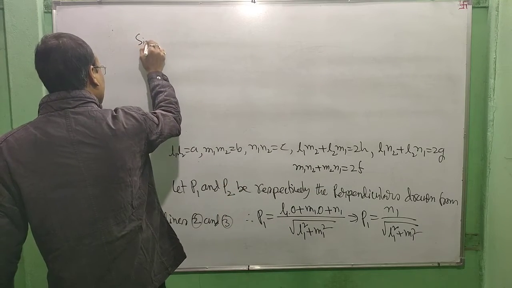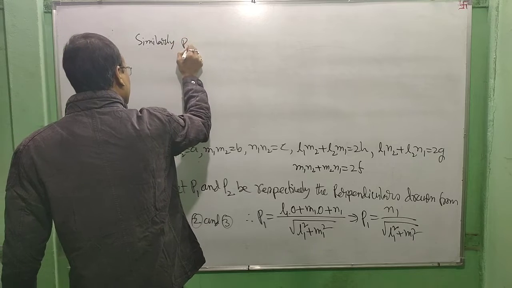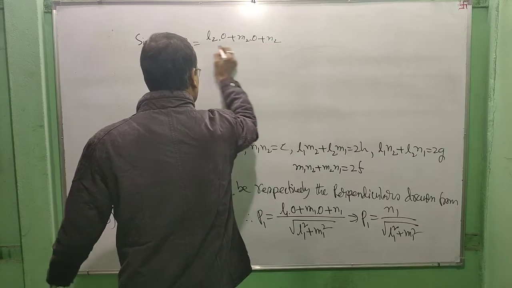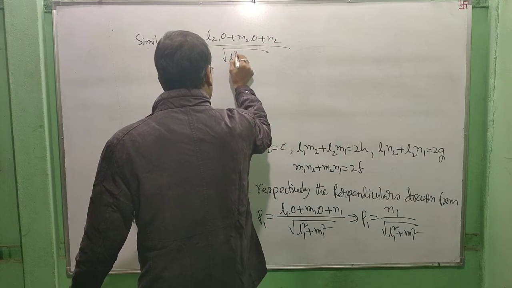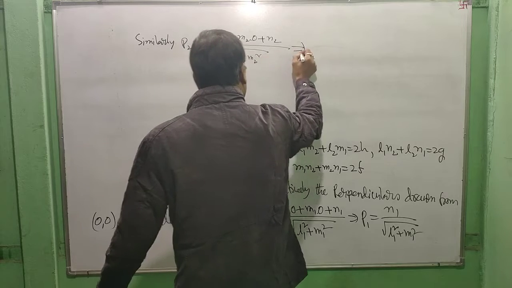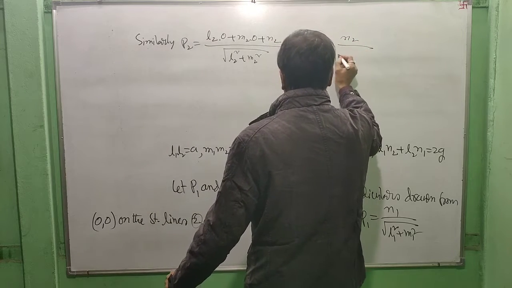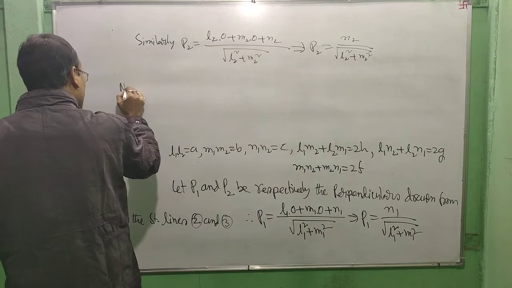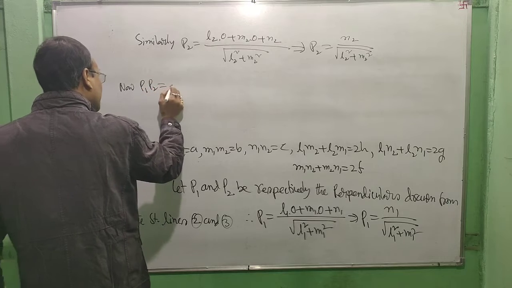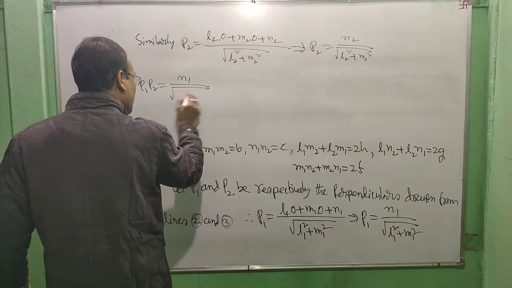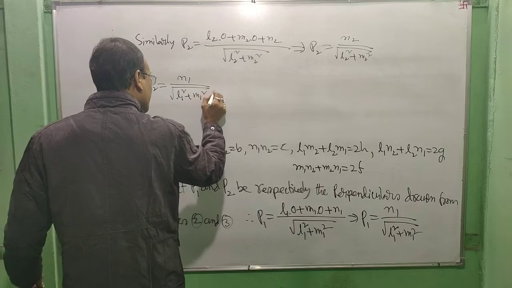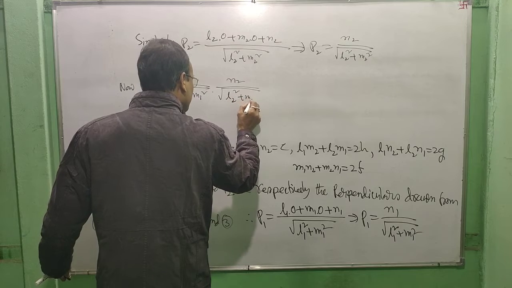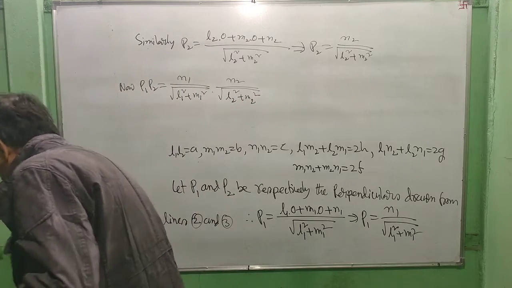Similarly, P2 equals L2 into 0, M2 into 0 plus N2, divided by root over L2 square plus M2 square. This means P2 equals N2 divided by root over L2 square plus M2 square. Now, P1 P2 is equal to N1 by root of L1 square plus M1 square, into N2 by root of L2 square plus M2 square. We have got this.